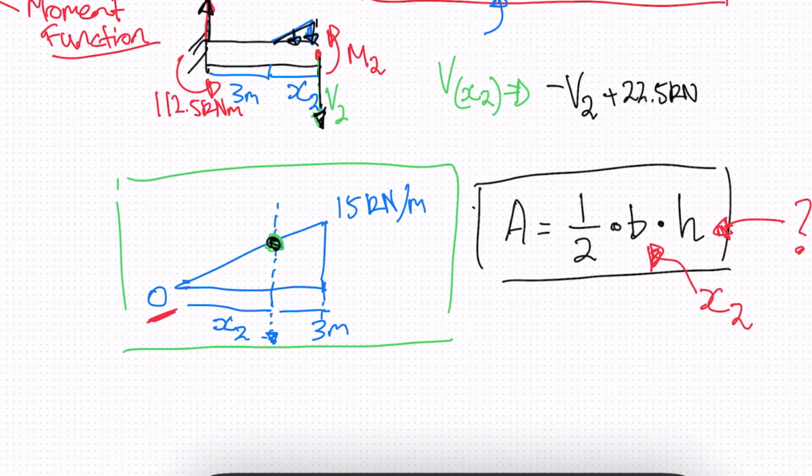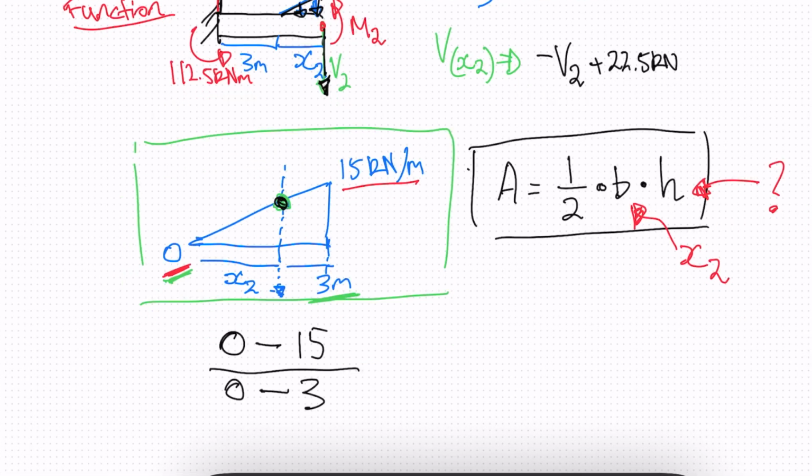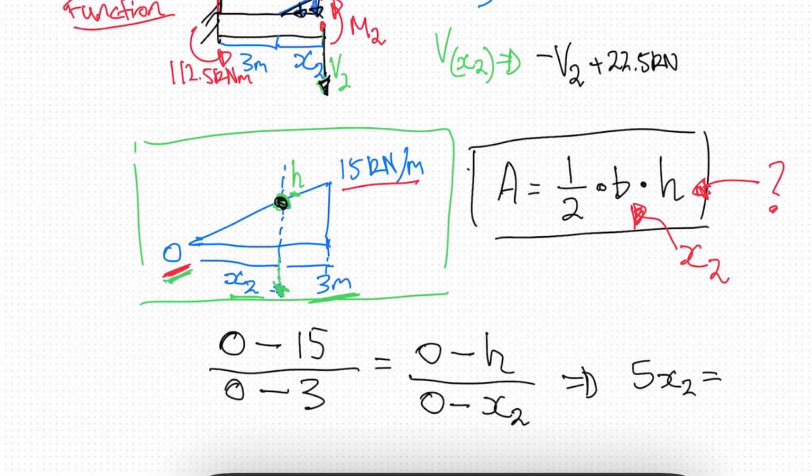So we can write 0 minus 15 divided by 0 minus 3. And that will be equal to 0 minus, let's say this point is h, minus h, divided by 0 minus x2, and we have our x2 point here. And if we solve this, we'll find this to be 5x2 is equal to h. All right, so we've found our ratio that we need. So we've written our h term in terms of x, and now we know what our h value is.